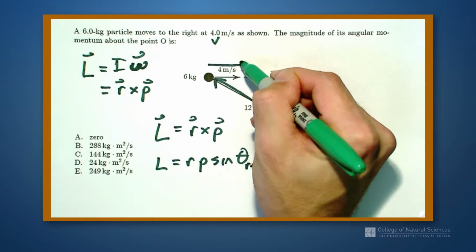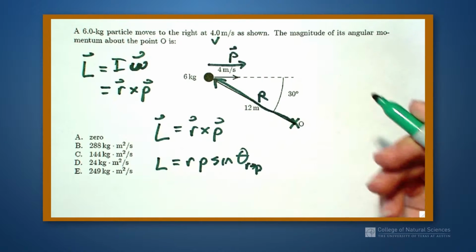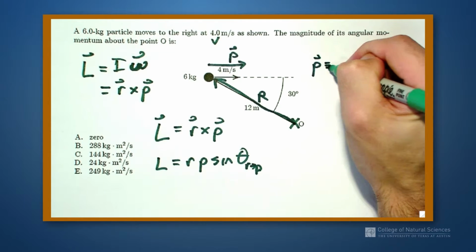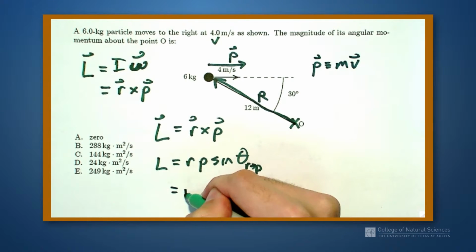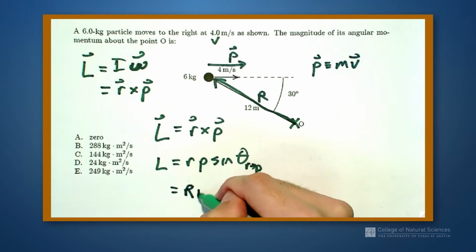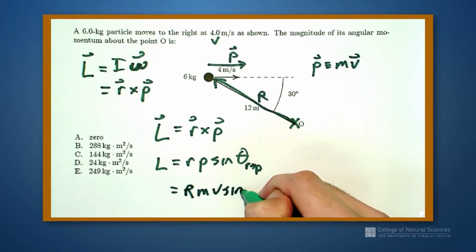P is going to be a vector in this direction, because I know that p is equal to mv. So this equation can be rewritten as, well, I guess I labeled it a big R, mv sine of theta.